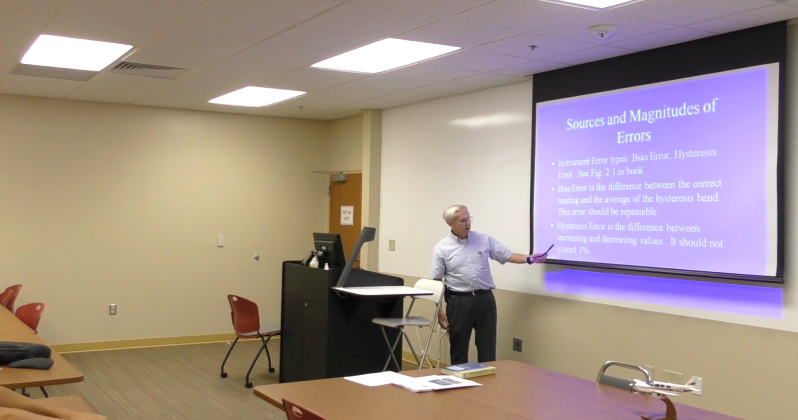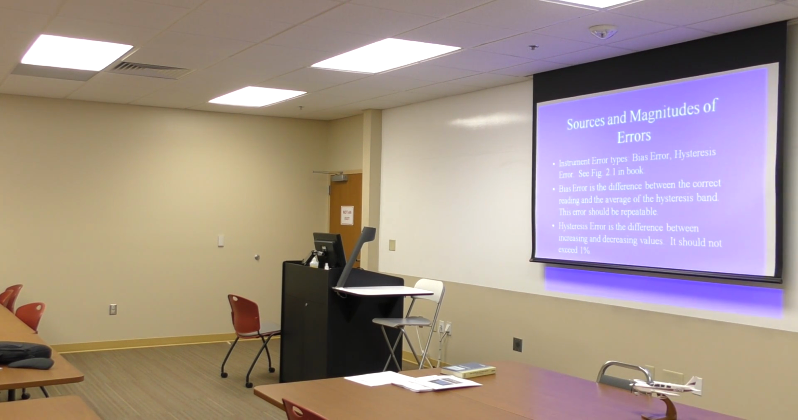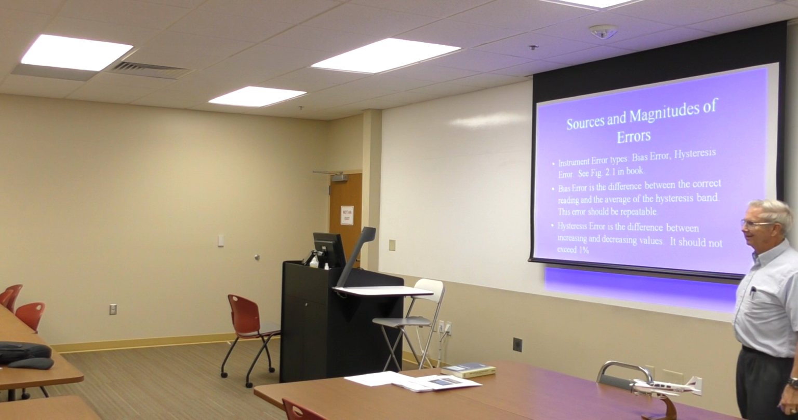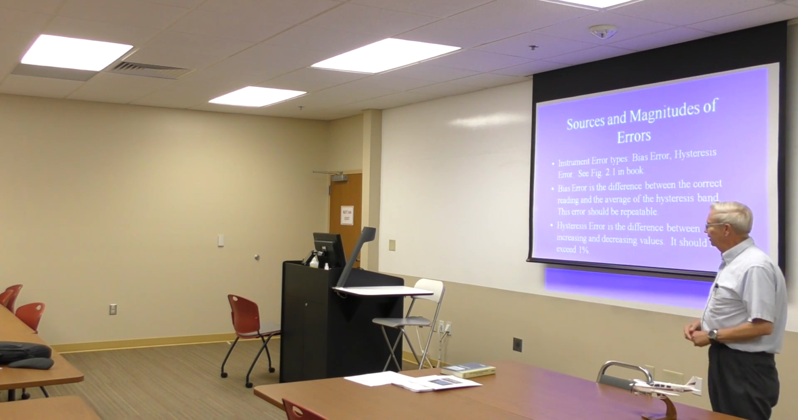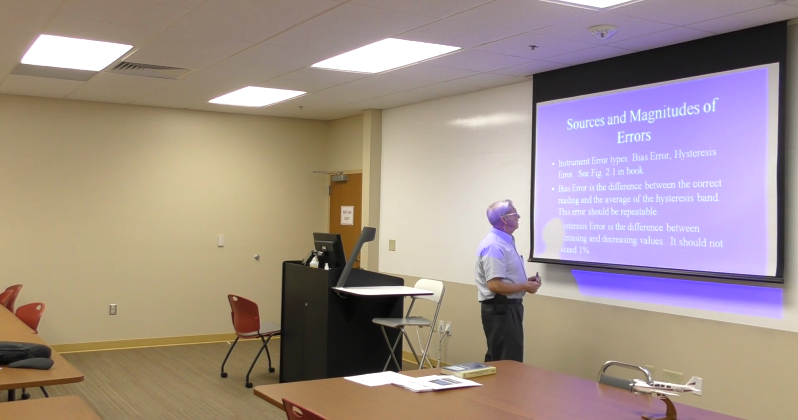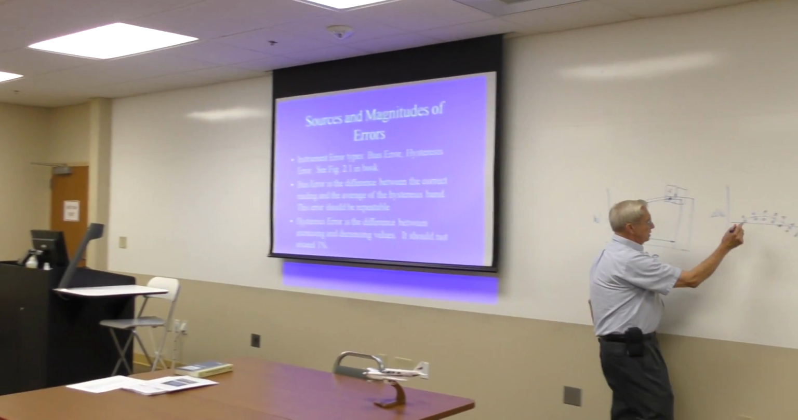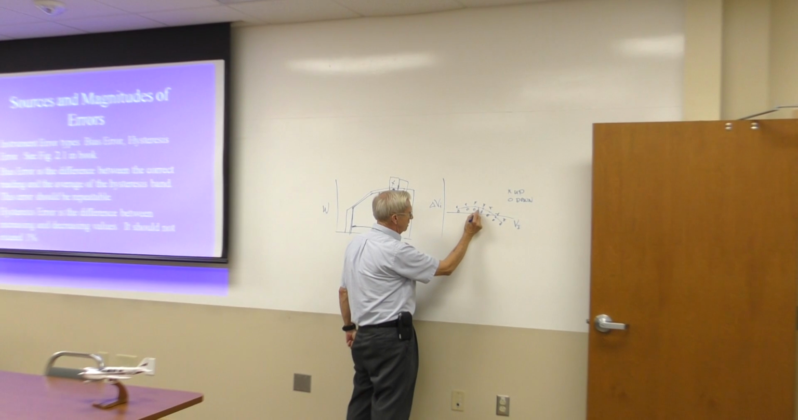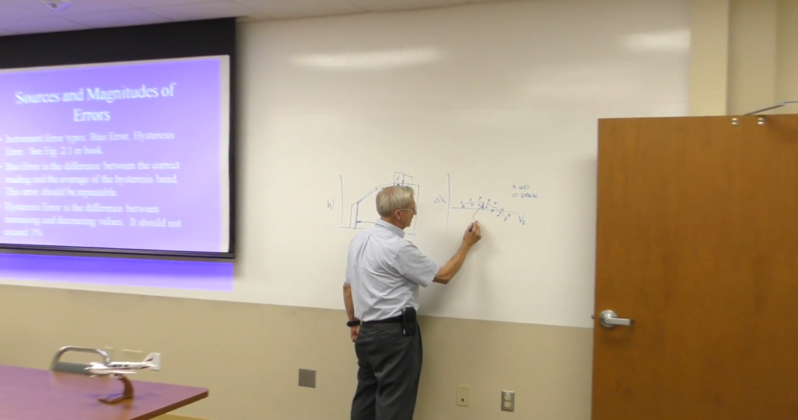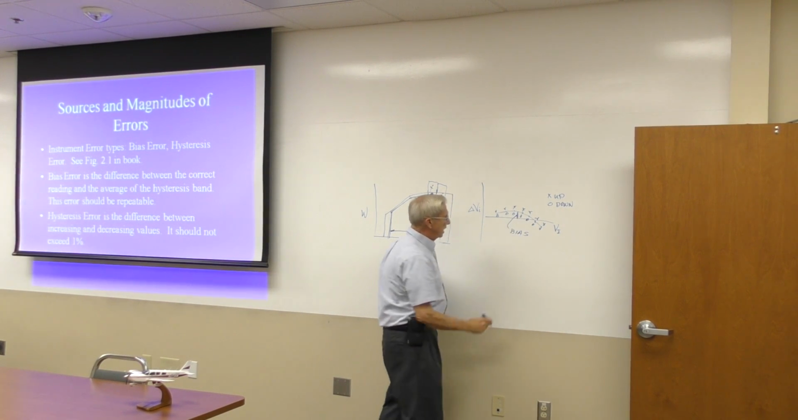So hysteresis is the difference between the measured increasing and decreasing values. It ought to be fairly small. If this spread starts getting real big, you probably need to get a new instrument or send that one off and get it overhauled. The bias error is the difference between the correct reading and that one. So this difference right here, that's bias. Okay, so that's the bias error.